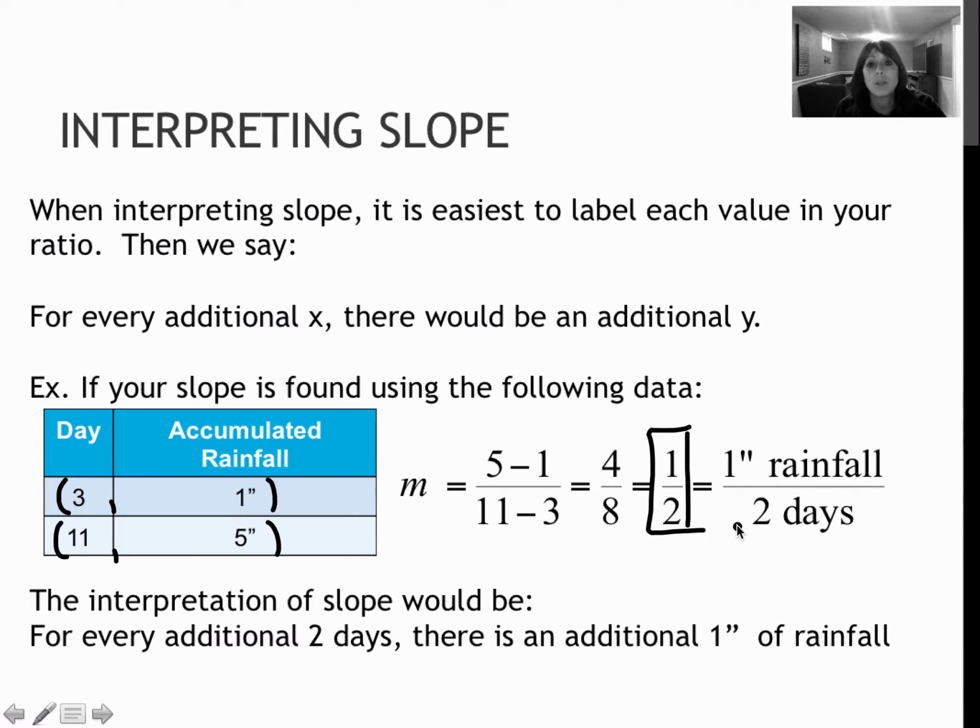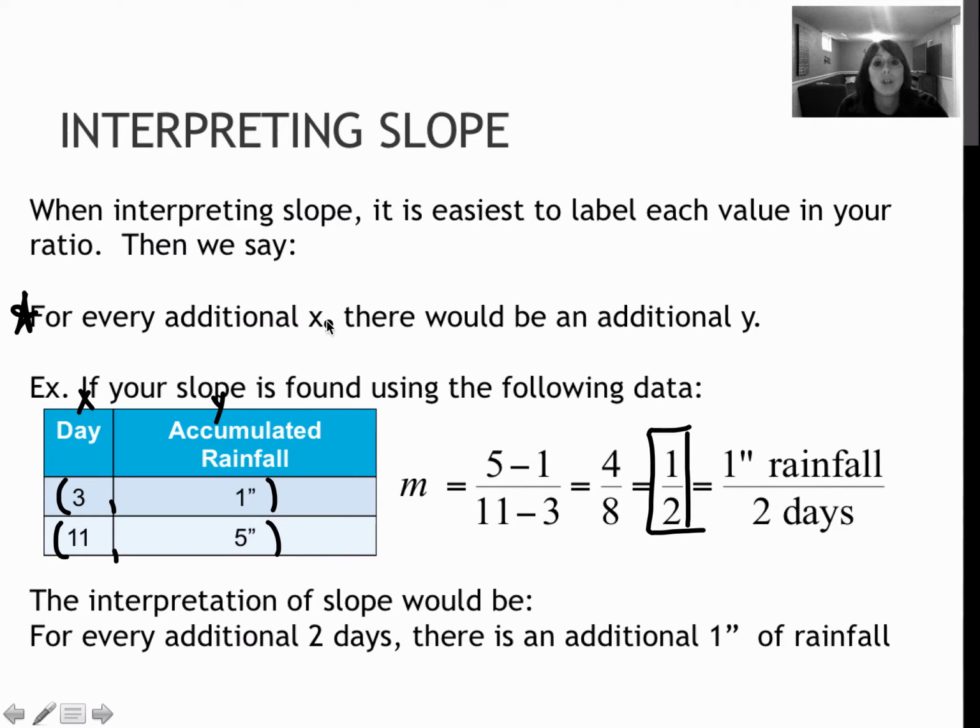Now they're asking me to interpret. So notice what I've done is I've interpreted what that change in y meant. And remember that y was accumulated rainfall. So I put inches rainfall. And x I labeled with days. And now I'm going to interpret my slope. And this is typically how we're going to do that.